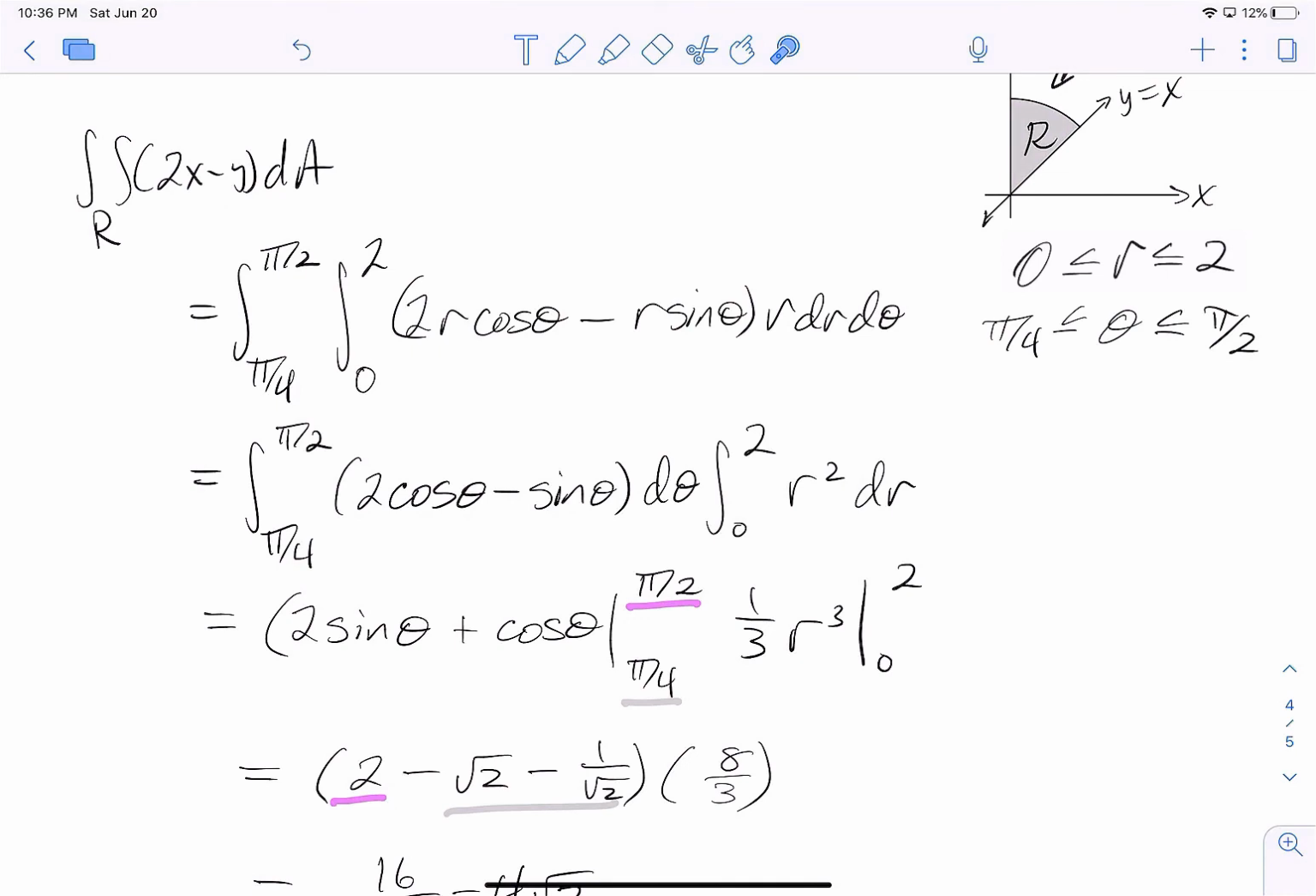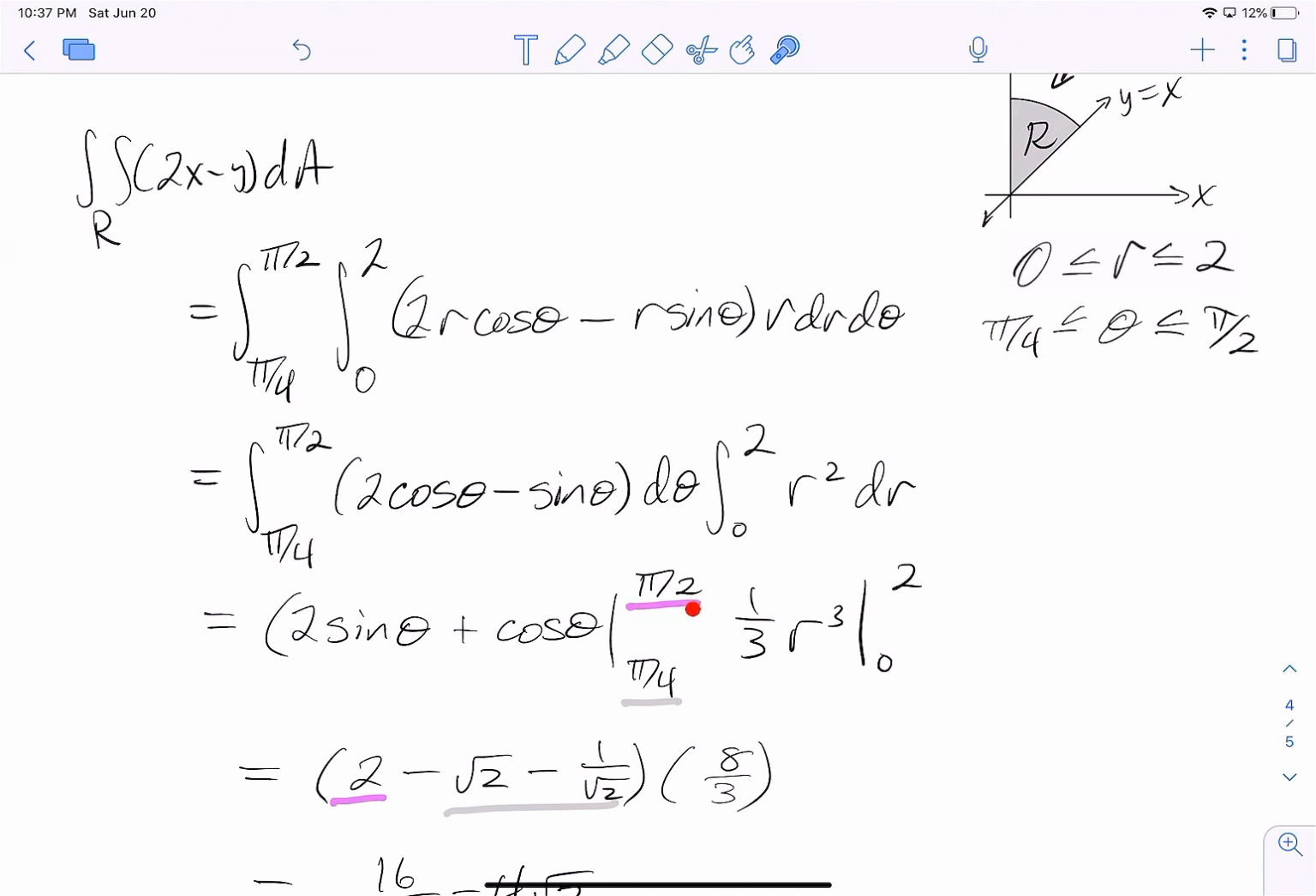The r goes pretty quickly here. Using the power rule, 1/3 r cubed from 0 to 2 gives us 8/3. That'll be a factor for our final step there. 2 cosine of theta minus sine of theta integrates to 2 sine of theta plus cosine of theta. That's going to be evaluated from pi over 4 to pi over 2.